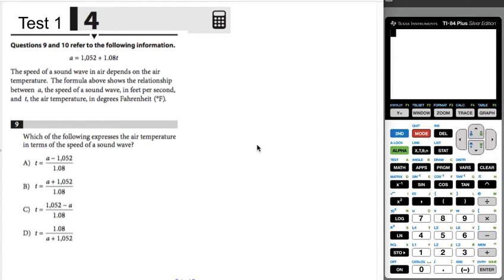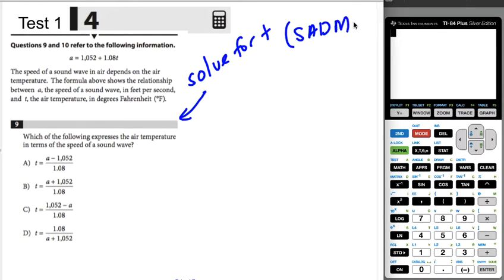So here's the thing. All they're asking you to do in 9 is solve for T, right? So what 9's asking you to do is to solve the existing equation for T. The easiest way to do that is SADMEP, which is just order of operations, PEMDAS, in reverse.